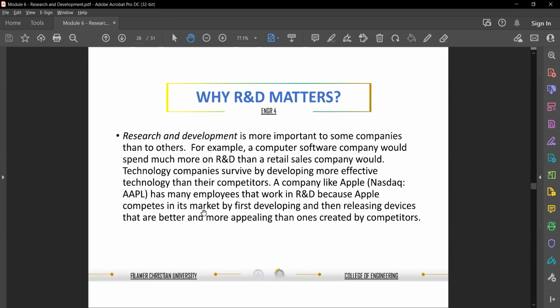So it has many employees that work in R&D because Apple competes in its market by first developing and then releasing devices that are better and more appealing than ones created by competitors. So ano yung kakompetensya ng Apple, di ba? Yung mga Android phones. Yun lang naman, di ba? Kasi yung Apple, may sariling operating system na ginagamit, iOS. And then compare mo siya sa Android na open source, yun yung kakompetensya din nila in terms of software.